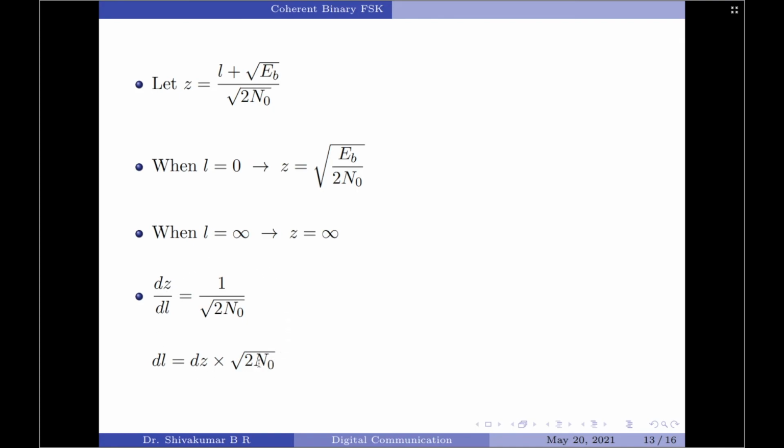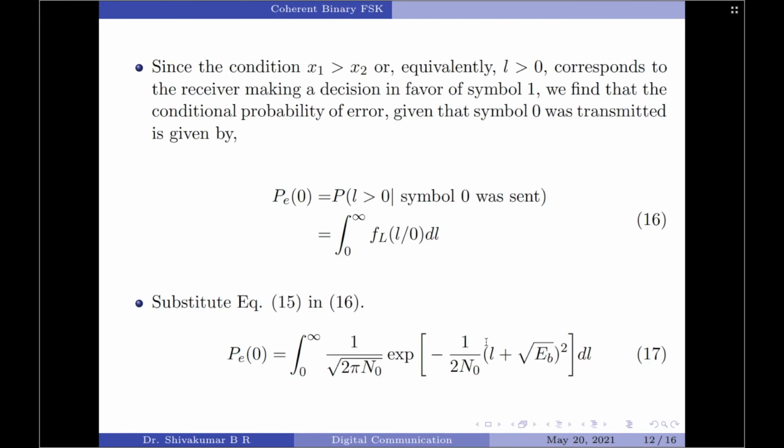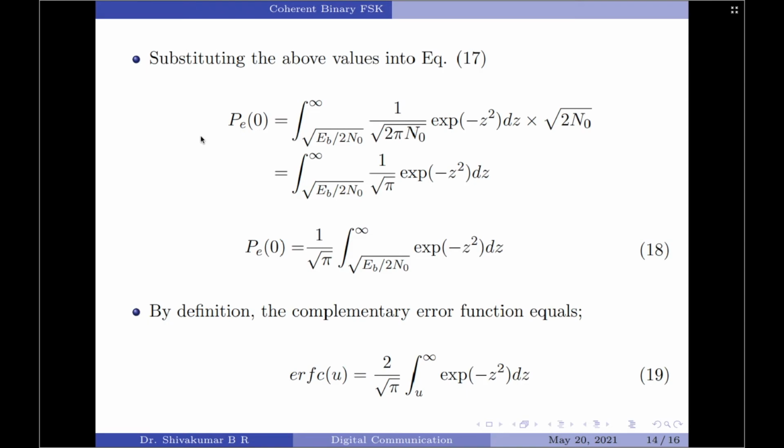Now, after finding the new integral limits as well as the value of dl, let us now substitute all of these back into equation 17. Please note, the integral limits are to be changed as well as the value of dl has to be replaced. And since the square root of the contents of the exponential function except for the negative symbol is taken as z, this complete term will become minus z square, which is given in equations here.